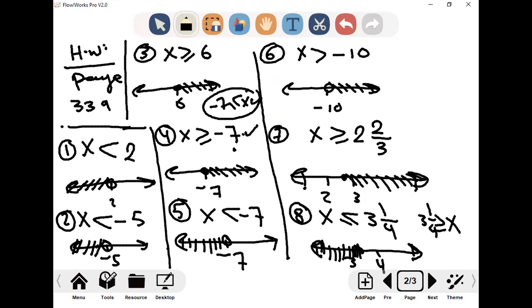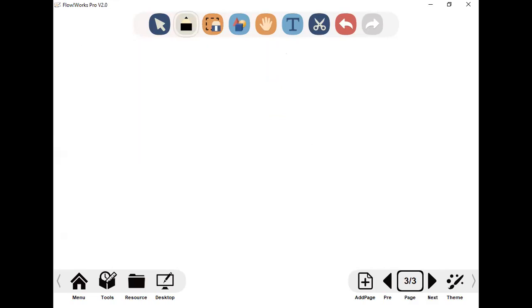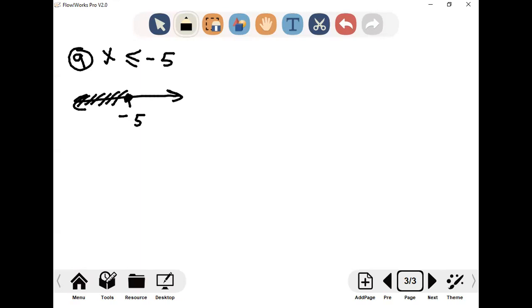We did question 8, question 9, x less than or equal to negative 5. This is negative 5, closed circle, to the left.